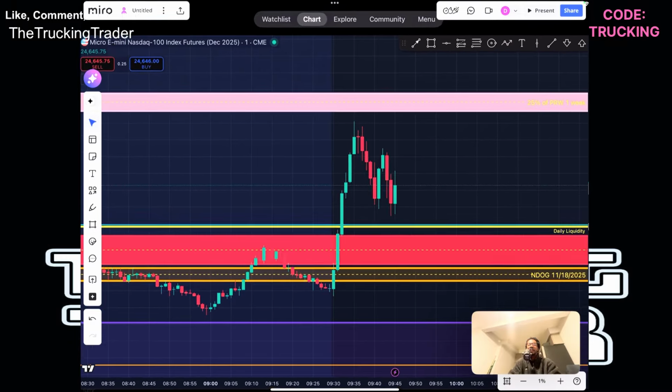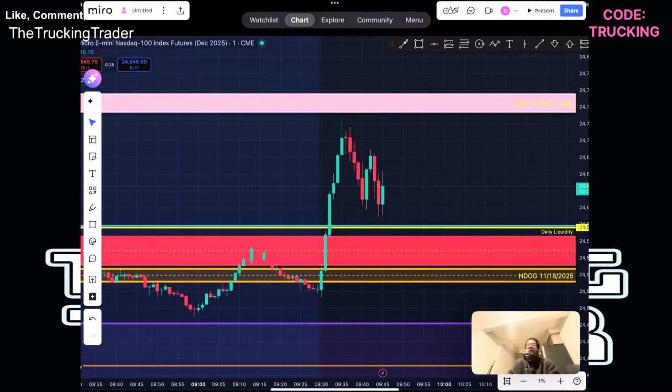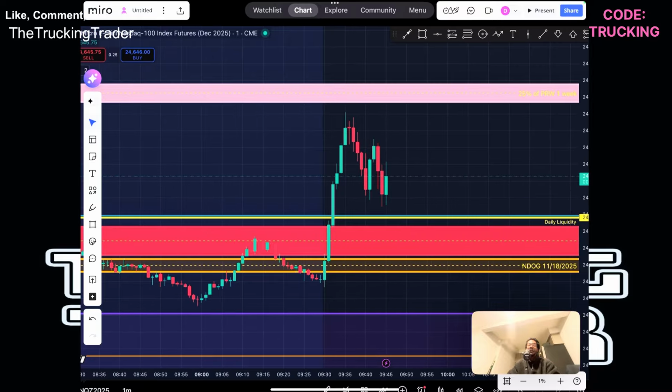So you can see that this screenshot right here, you guys, came from 9:46 a.m. This is about 16 minutes after the market was open on Monday. And pretty much what I'm showing you guys is this, right? So this big red box right here, this is our first presented fair value gap.